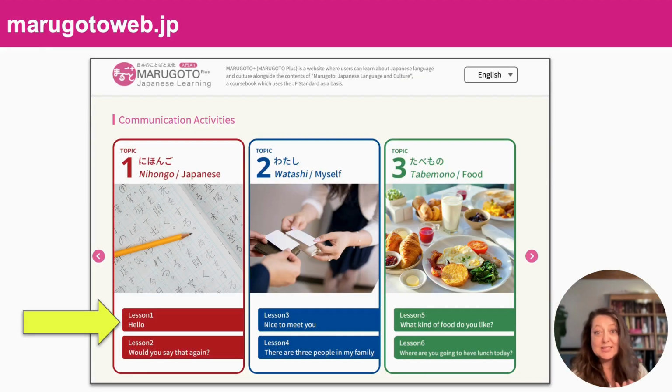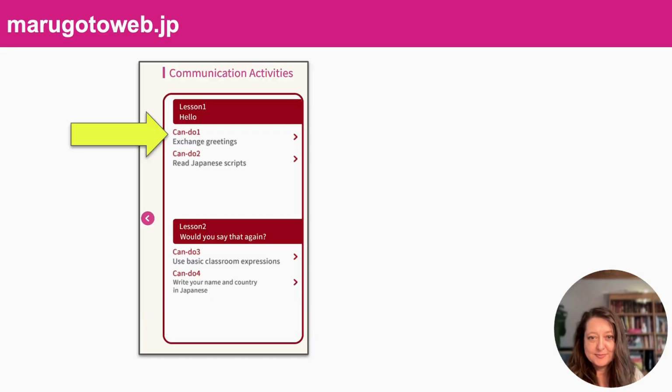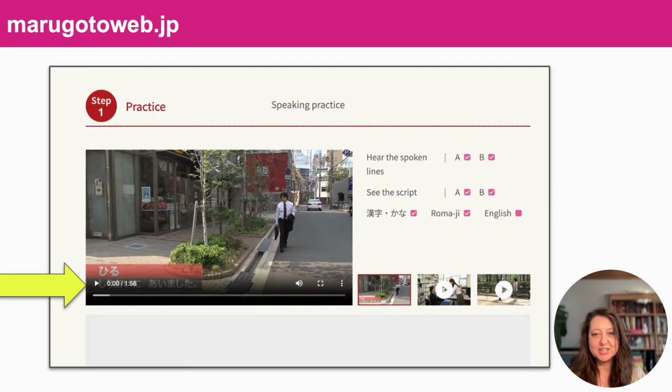So, back up at the top, you're going to click Lesson 1, Hello. This will bring up another menu, and you will click Can Do 1, Exchange Greetings. This is the lesson that you just completed in the previous Marugoto video with me. In this section, it is speaking practice, and you'll see several videos, and you'll have the opportunity to hear different conversations and also to participate in those conversations.